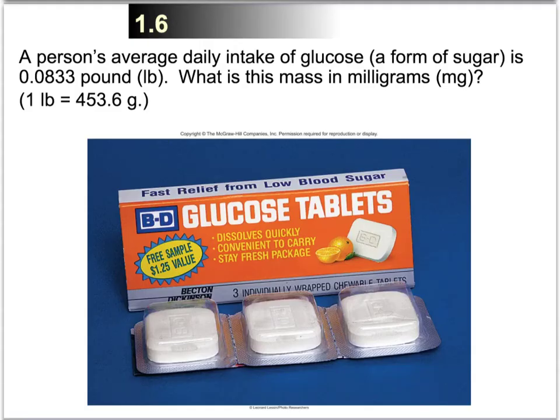Now let's take what we've learned and apply it to a slightly more complex problem. Example problem 1.6 states that the average daily intake of glucose is 0.0833 pounds, and we want to know what this mass is in milligrams. And they're good enough to tell us how many grams are in 1 pound.